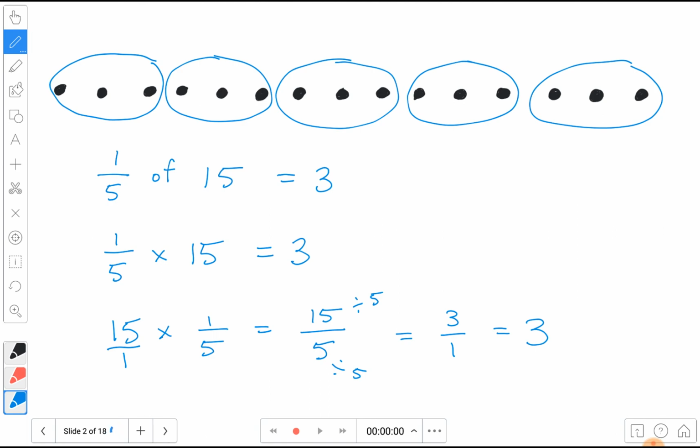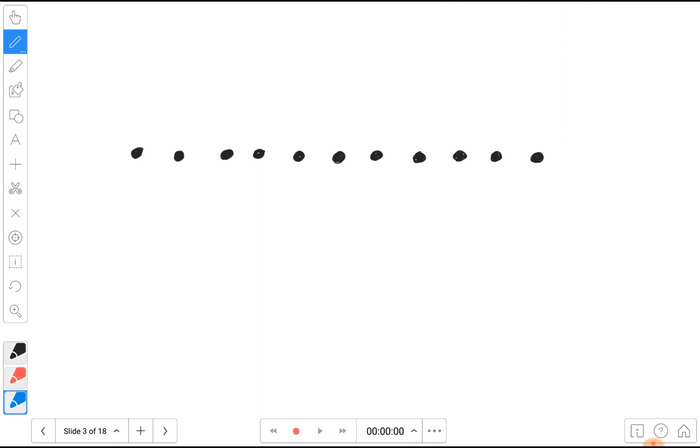All right, let's do something a little bit harder. Let's find out what is 2/3 of 12. We want to figure out what is 2/3 of 12. We'll do it with the picture and then we'll also do it mathematically, or algebraically. 2/3 of 12. Let's do the division part first, or the fraction first. So let's figure out 1/3 of 12.